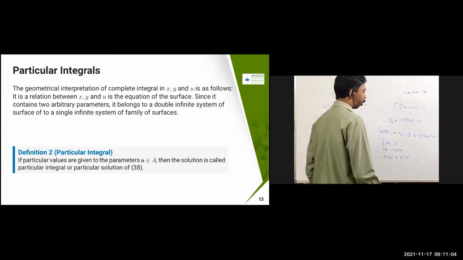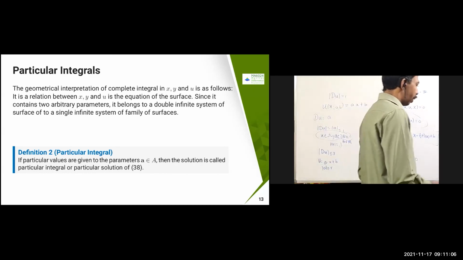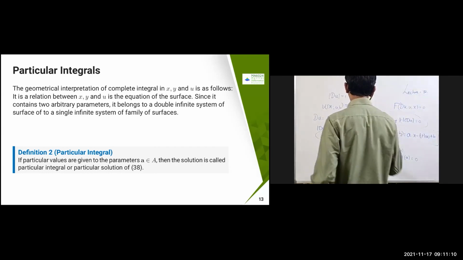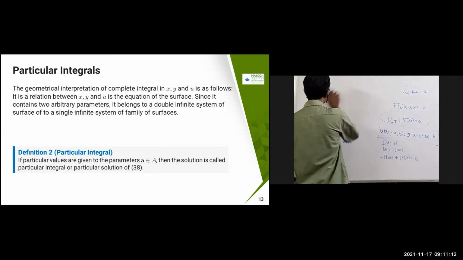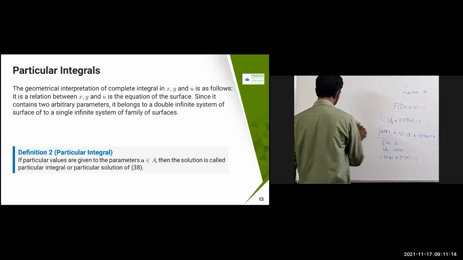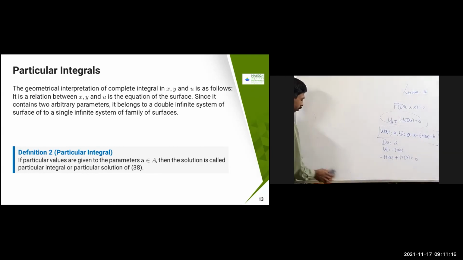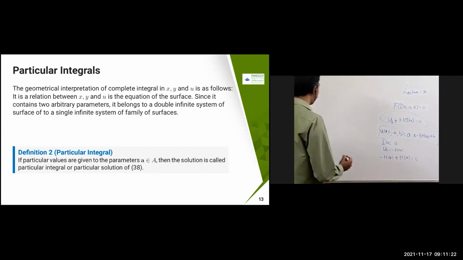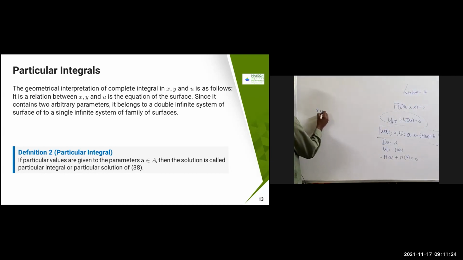Okay, so the geometrical interpretation of the complete integral, what is it going to do? It is going to relate x, y, and u. For example, if I just say it in the two-dimensional case, there are three things: x, y, and u. There is a relation between x comma y comma u in a surface.